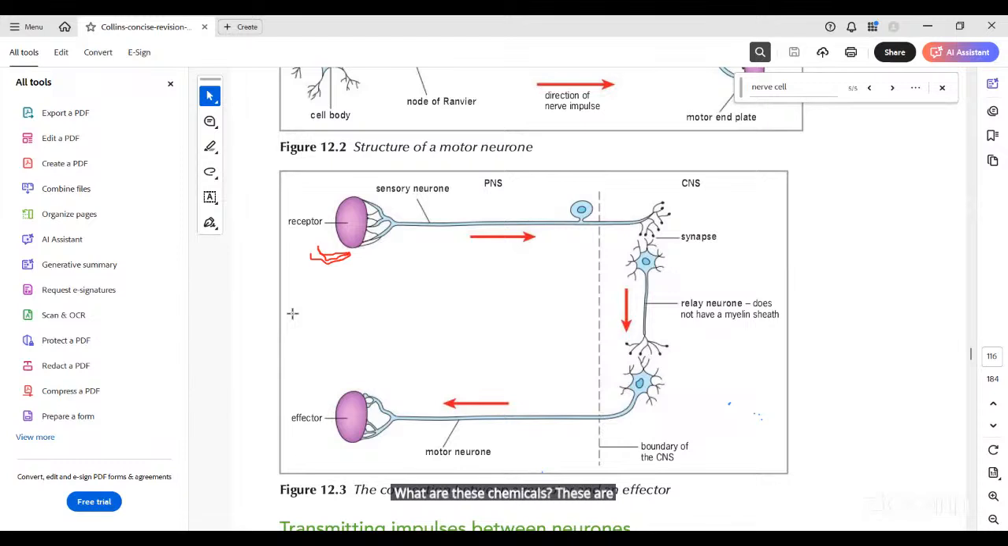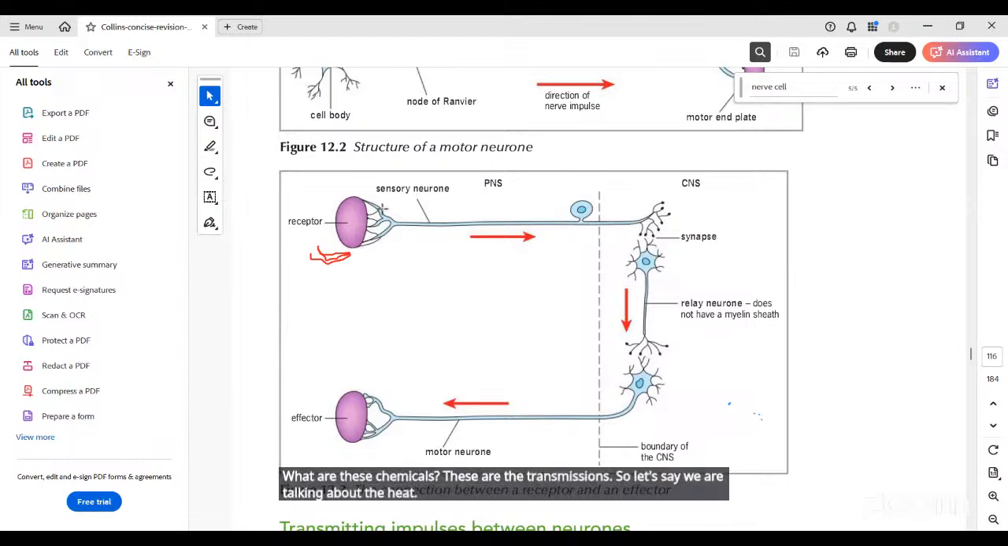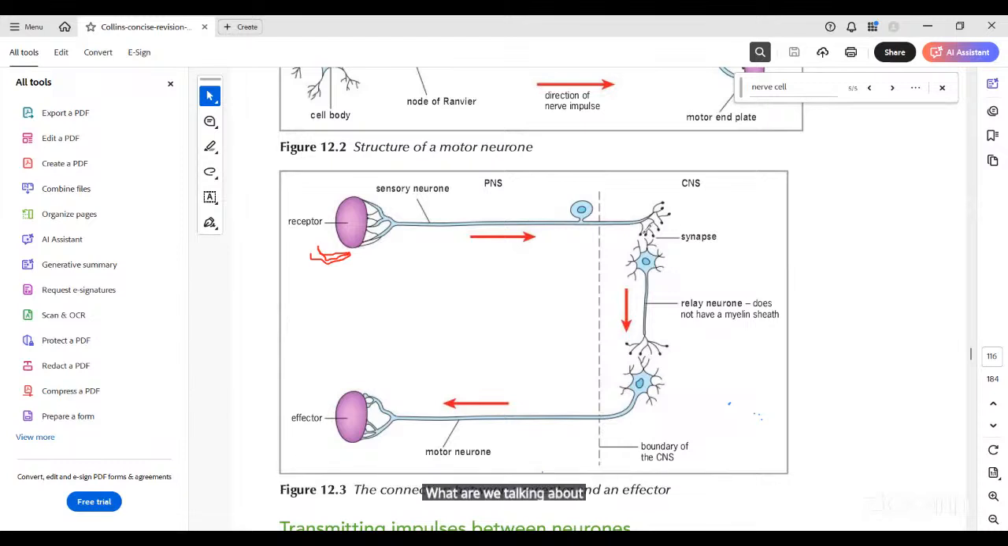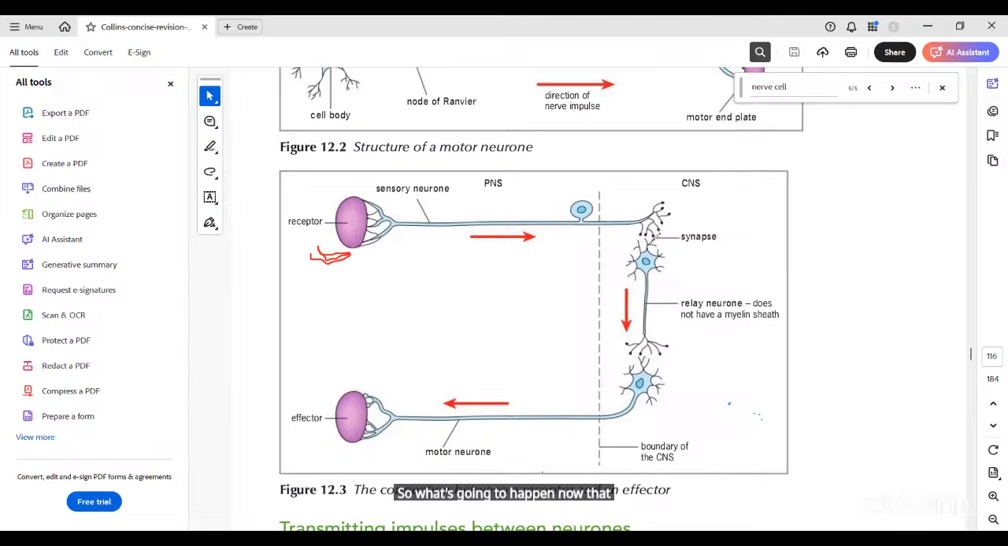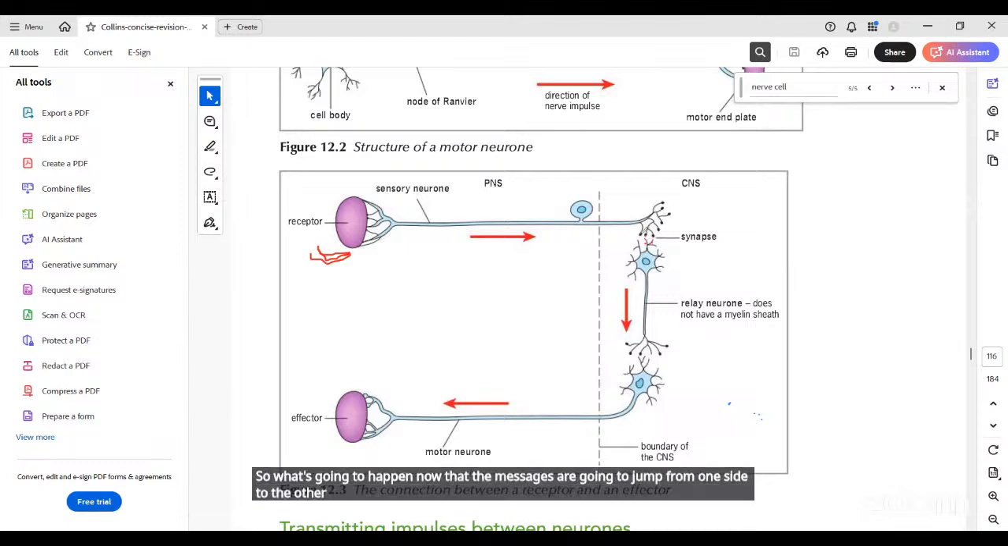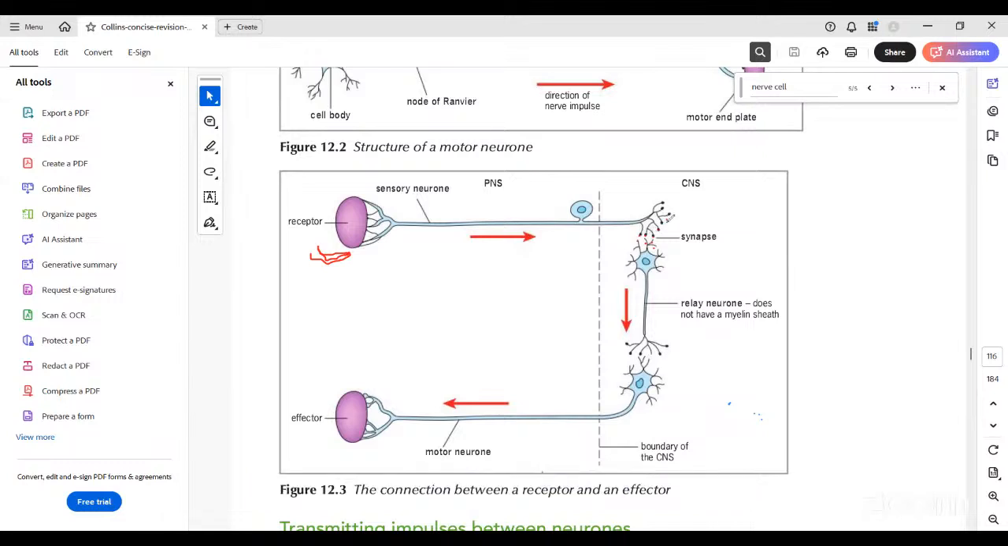So let's say we're talking about heat. We're transferring the heat. Now, it's sending a message to the relay neuron that there is heat here. So what's going to happen now that the messages are going to jump from one side to the other? They're going to jump from here to here, but they never touch.